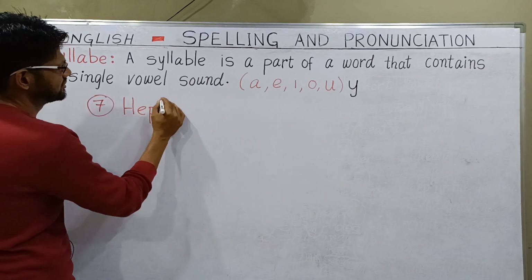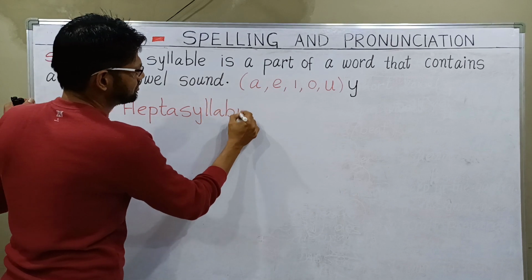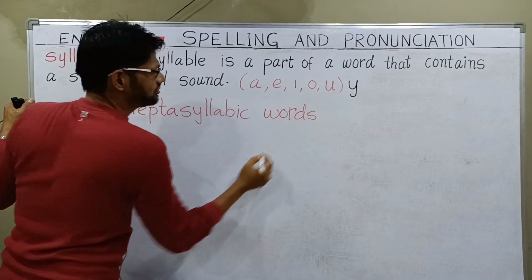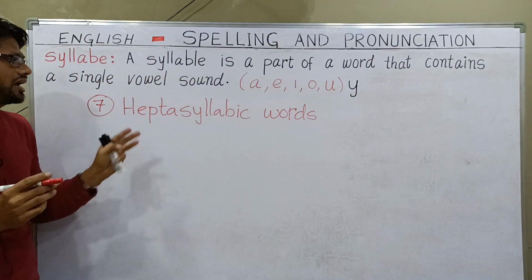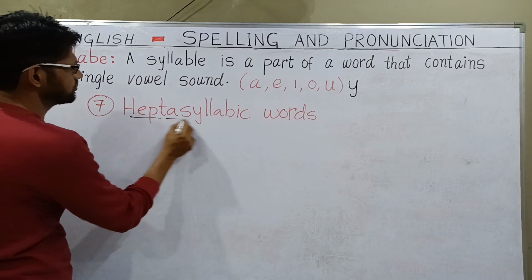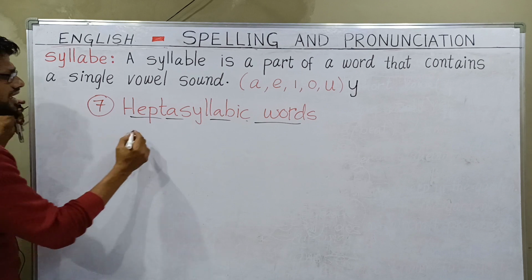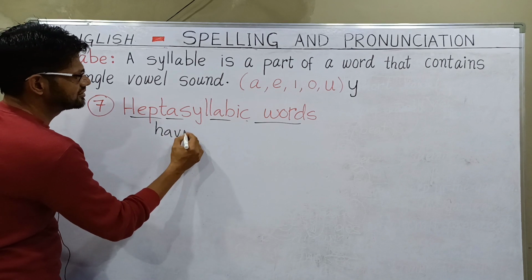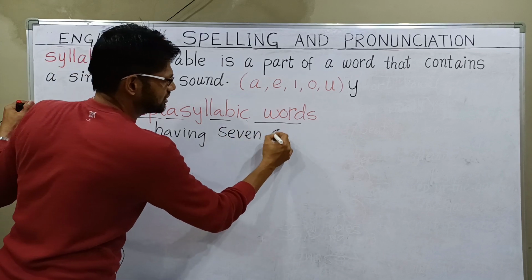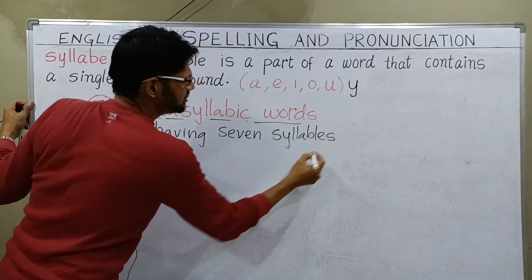Number 7 is heptasyllabic words. We have only a handful of heptasyllabic words. Let me give you some examples. First of all, what is the meaning of heptasyllabic? Heptasyllabic means having 7 syllables in the word.